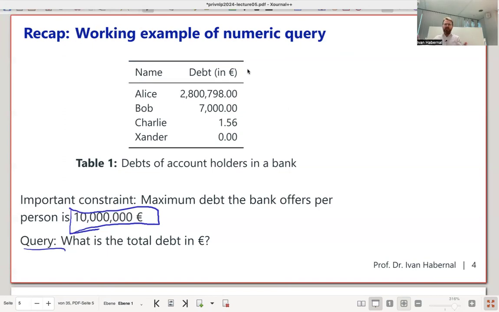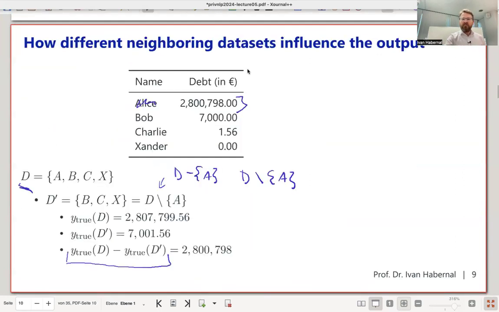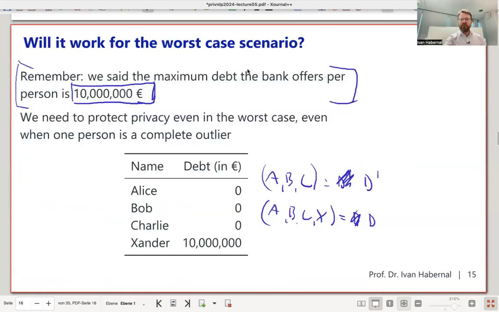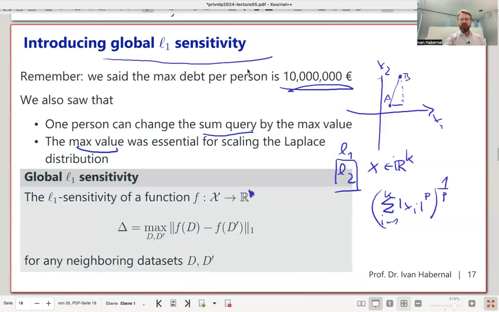Because physically, in our world, what's the oldest person in the world? 124. Okay, so you would say maybe 130, which means you would capture all the possible values. In this case, the sensitivity will be 10 million because this is the domain knowledge. All right, so this is the global sensitivity. And where are we? Here.